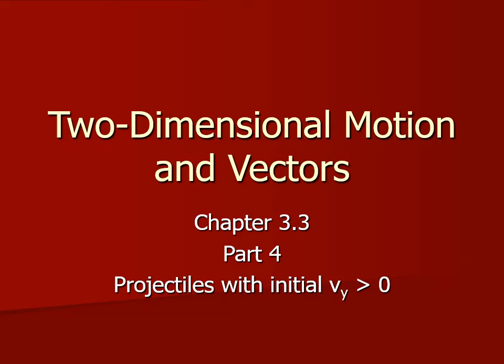Okay, welcome. This is two-dimensional motion and vectors again, and this is also still Chapter 3, Section 3. However, remember that Section 3 is now broken up into two parts. Part 3 was the first video on projectiles that did not have an initial vertical velocity, so there was no up and down velocity in the initial point of motion. So that would be like the rock being kicked off a bridge.